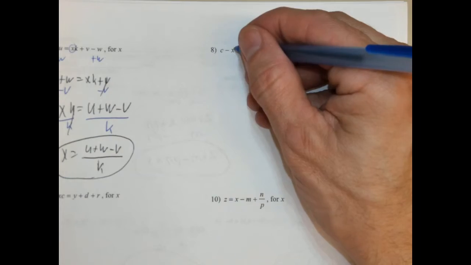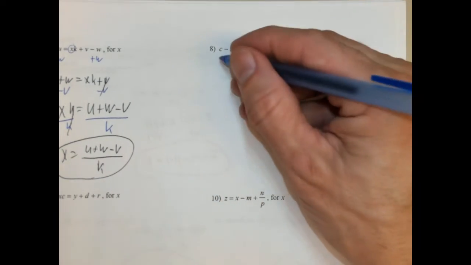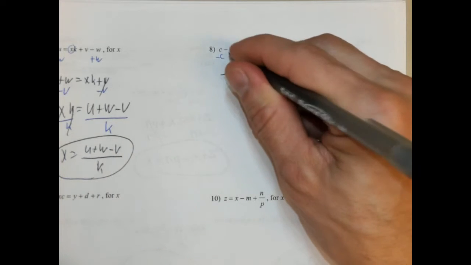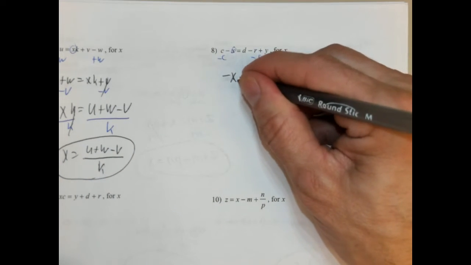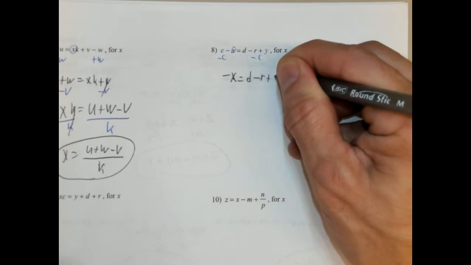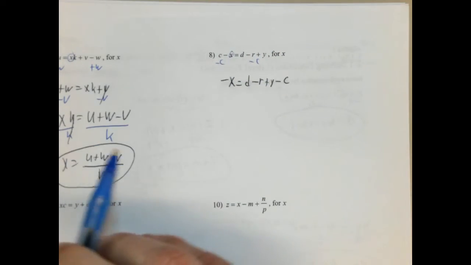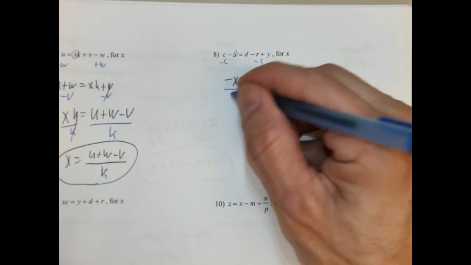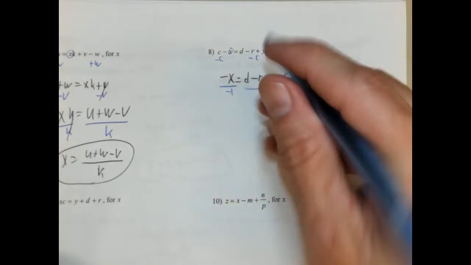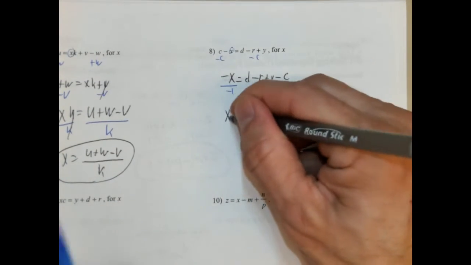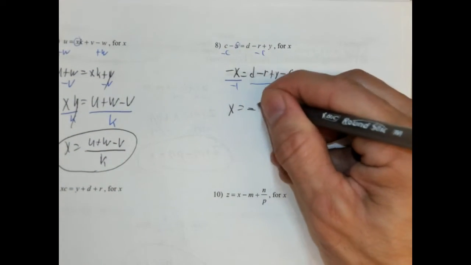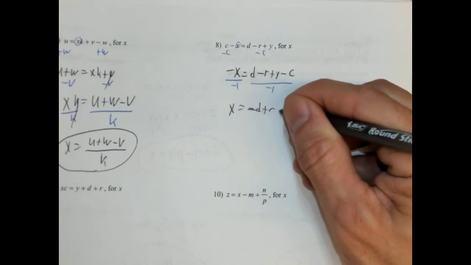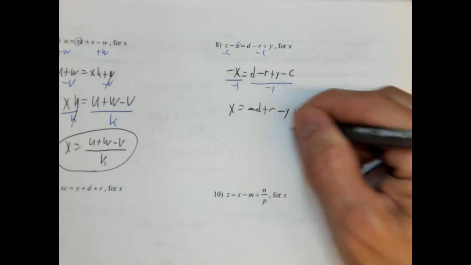Okay. And we're solving for x. So we're going to subtract c from both sides. So negative x, don't forget that negative sign in front of the x. Negative x equals d minus r plus y minus c. And then divide everything by negative 1, which is just going to change everybody's signs. So it'll be x equals, and then just change all these signs. So negative d plus r minus y plus c. Okay.